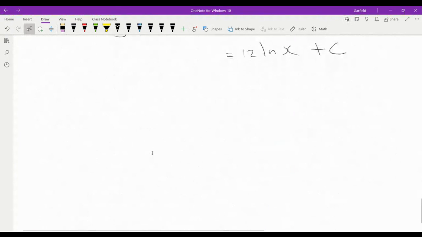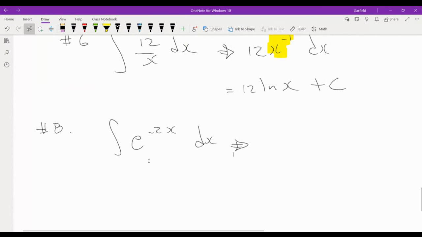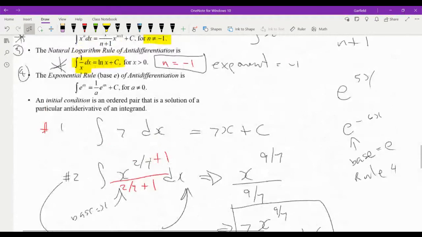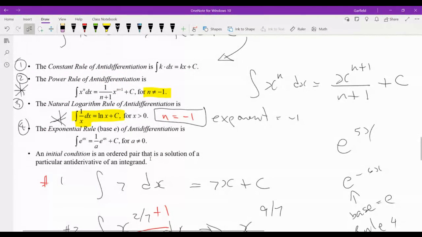Let's go to number 8. It says the integral of e to the negative 2x dx. All right, which rule? What's our base in this problem? Our base is e, right? And if our base is e, we're going to use rule number 4. What does rule number 4 say? It's 1 over a times e to the ax. Again, you guys see that?